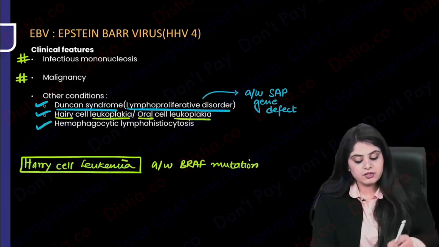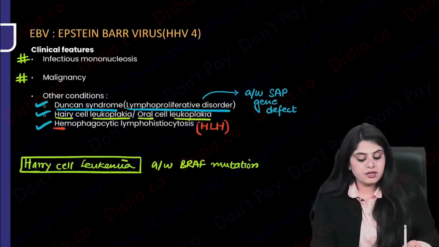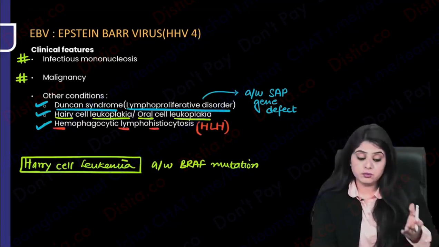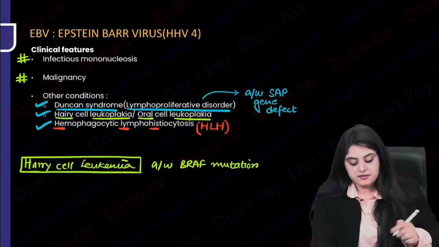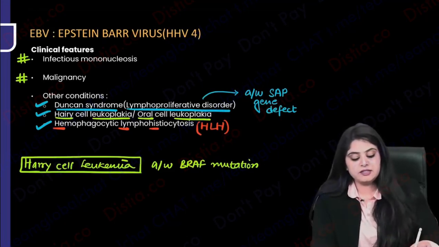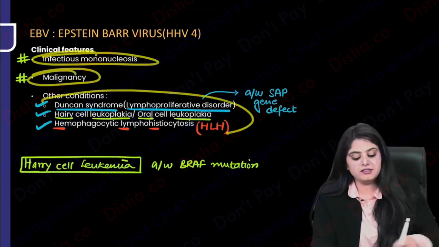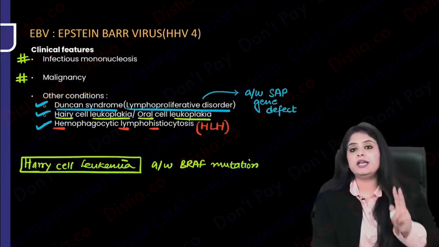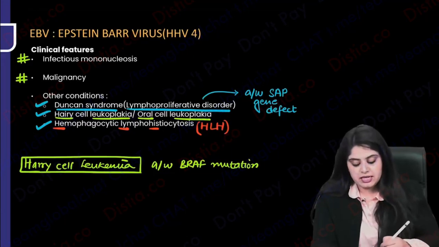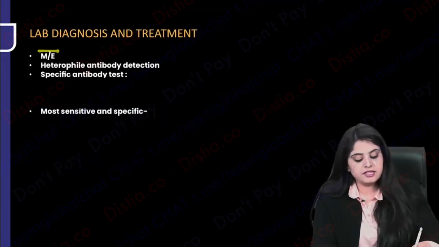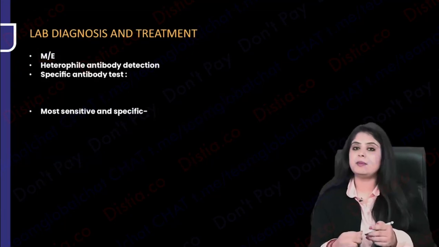Hemophagocytic lymphohistiocytosis, also known as HLH. Recent exam question. Hemophagocytic lymphohistiocytosis, one of the most common causes is EBV. So these are all the EBV related things. Infectious mononucleosis, malignancies, Duncan and oral hairy leukoplakia is very important. Now coming to the diagnosis. The first thing, again, these are 4 headings. I will take them up one by one.